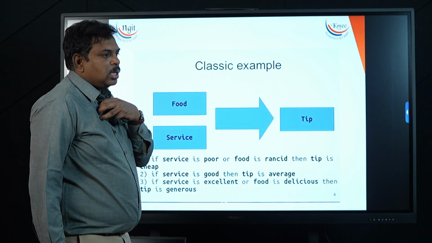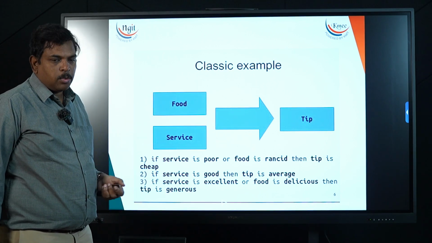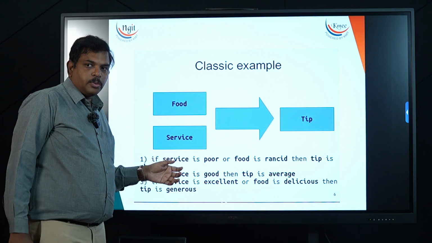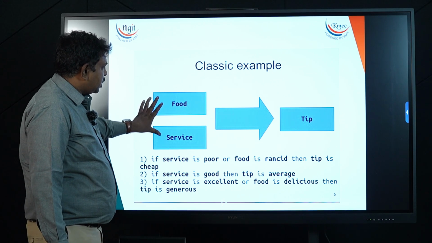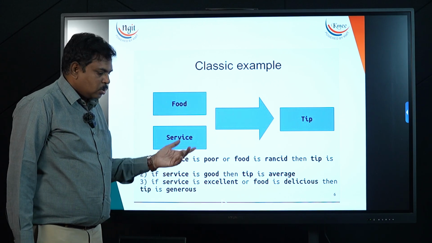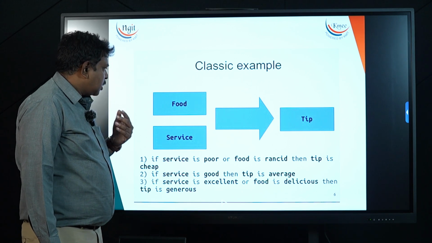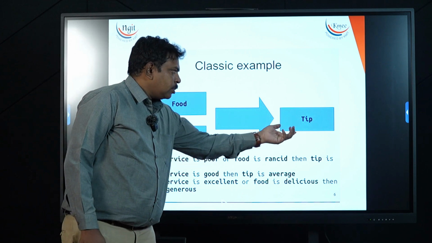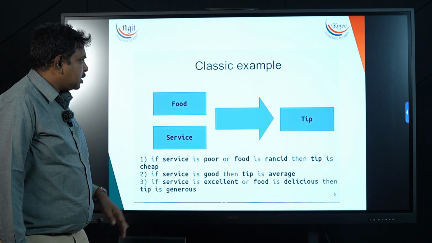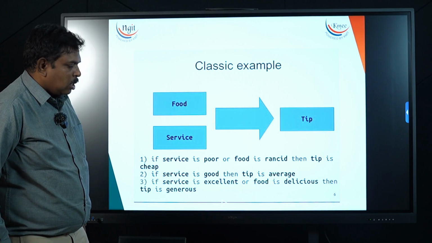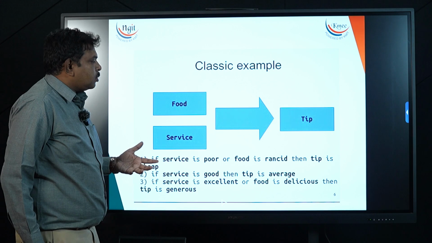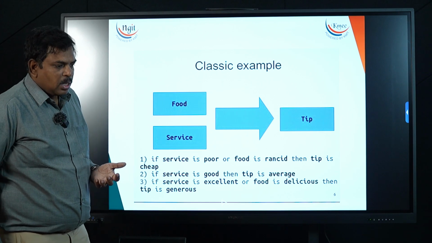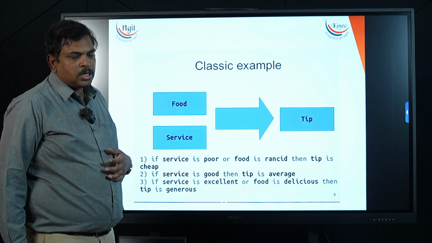In our day-to-day life we experience this problem. Suppose you go to a restaurant and a waiter serves you. Generally a waiter brings food and service to the customer, and at the end of the dinner the customer wants to give a tip to the waiter. Generally we experience this situation. Now we decide how much tip we give to the waiter. The decision itself is a fuzzy one, meaning we are not clear how much tip to give.